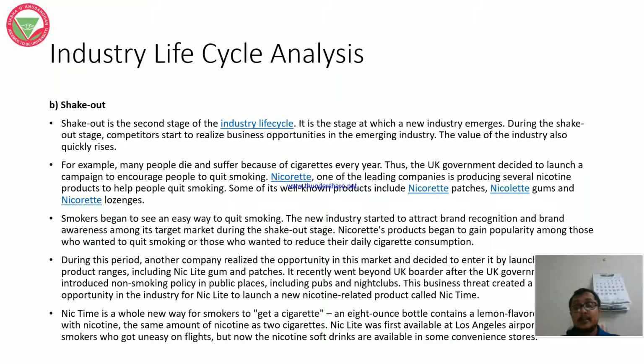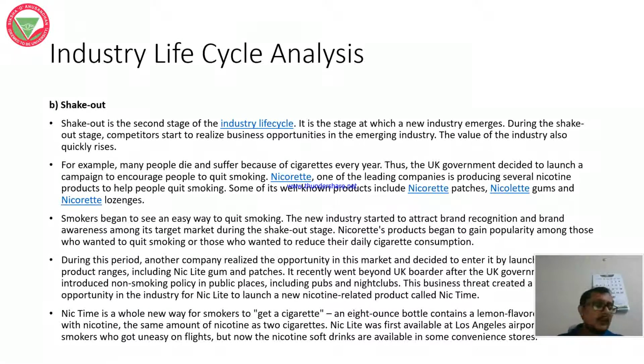They launched their Nicorette patches, Nicorette gums, and Nicorette lozenges. If you have them, you will get a taste of nicotine, so you don't feel like smoking. The new industry started to attract brand recognition and brand awareness amongst its target market. During this stage, Nicorette products began to gain popularity amongst those who wanted to quit smoking or those who wanted to reduce their daily cigarette consumption.